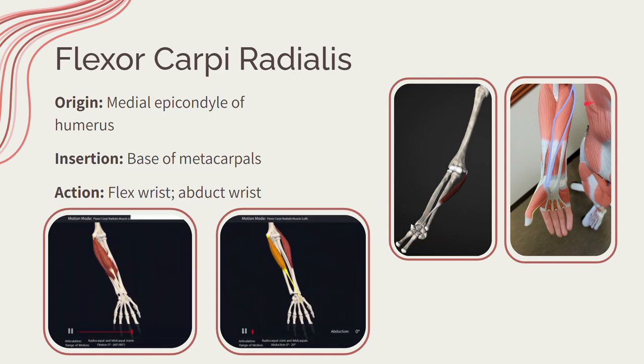And then on the human model, you could kind of visualize it. The humerus would be right here, and then down here you could see the metacarpals. And for the actions, we have flex wrist and abduct wrist. In this animation, we see how the wrist is being flexed, and in this one, we see how it's being abducted. Being abducted, it is moving away from the body, laterally away.